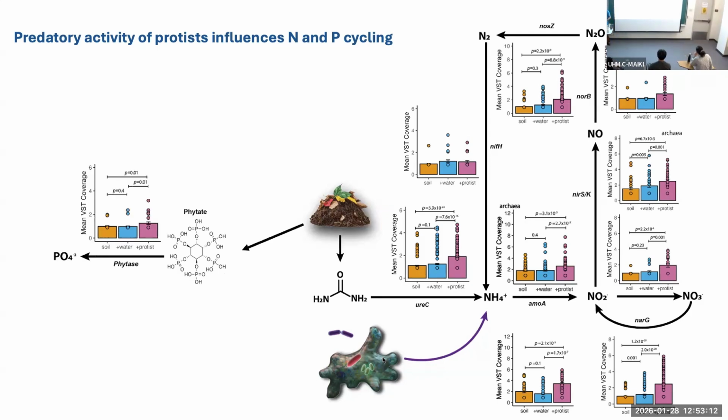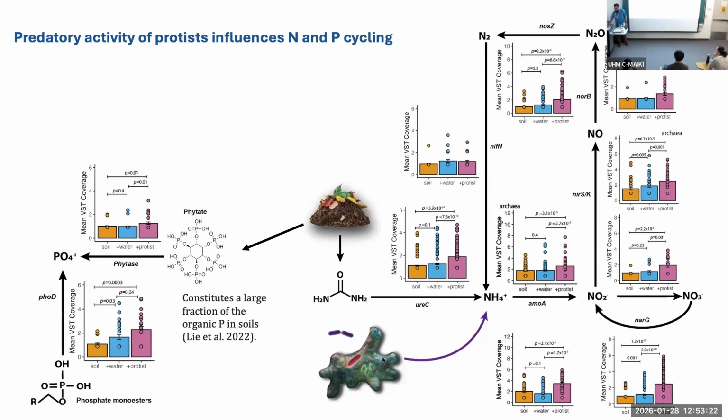Also, we see that when protists are present, there is an increase in the expression of phytases, potentially releasing phosphate from phytates, from organic matter. And the same for some acid phosphatases. So protists are also changing community structure, but also influencing nitrogen and phosphorus cycling.